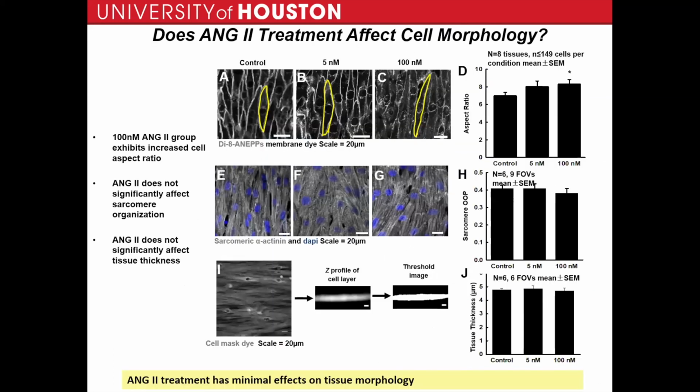The next thing that we did was to look at morphological changes within our system. To do this, we again treated it with angiotensin II. We treated it with two different concentrations, 5 nanomolar and 100 nanomolar. Then we used ImageJ to trace the outlines of individual cells within our engineered cardiac tissue. We measured aspect ratio, sarcomere organization, and also tissue thickness using confocal microscopy. After quantifying all of these metrics, we found that we only saw marginal changes within the tissues. I'll talk about why I believe that is the case.